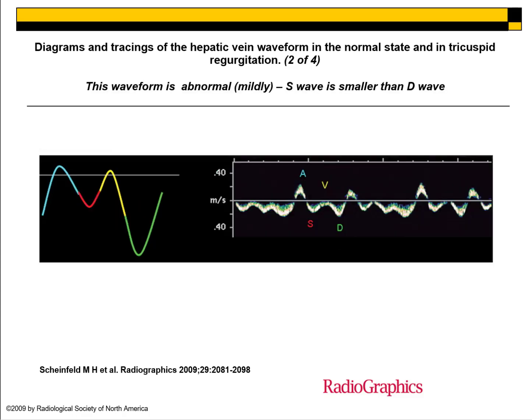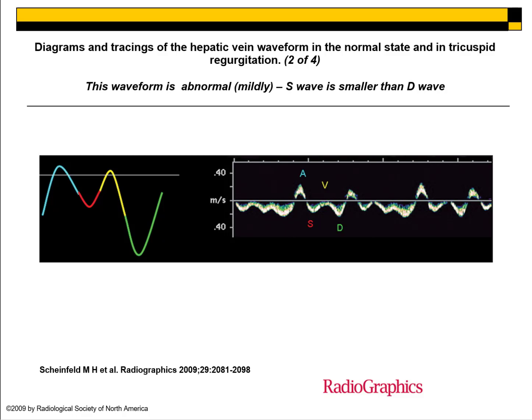All right, so here is a waveform that is mildly abnormal. And we know that because the S wave is smaller than the D wave. Once you start seeing this S wave get smaller than our D wave, remember this should be our highest, dominant, tallest antegrade phase of the hepatic veins. And remember, that's filling of the right atrium during ventricular systole.